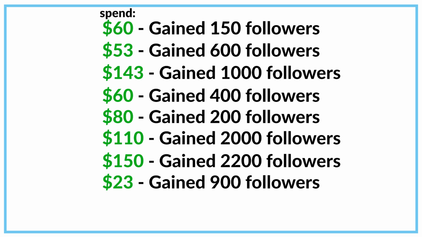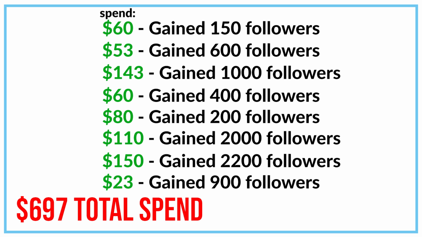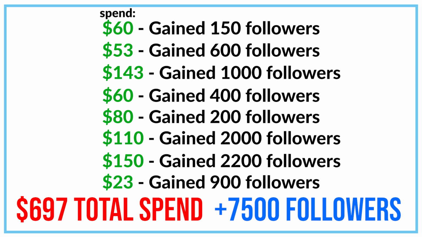And so this totals up to $697 spent, and exactly on the mark, 7,500 followers gained. So overall I spent around $11 per 100 followers that I gained, which is pretty good. So totally, the amount of growth we gained from the influencer marketing strategy was about 75% of the followers, as the number is 7,500.